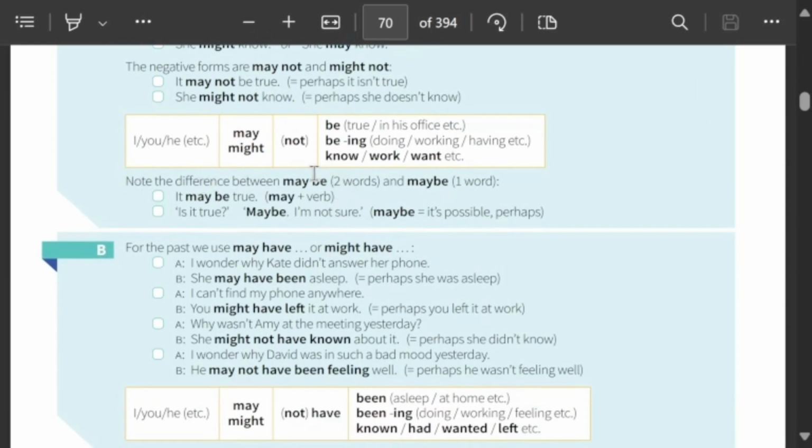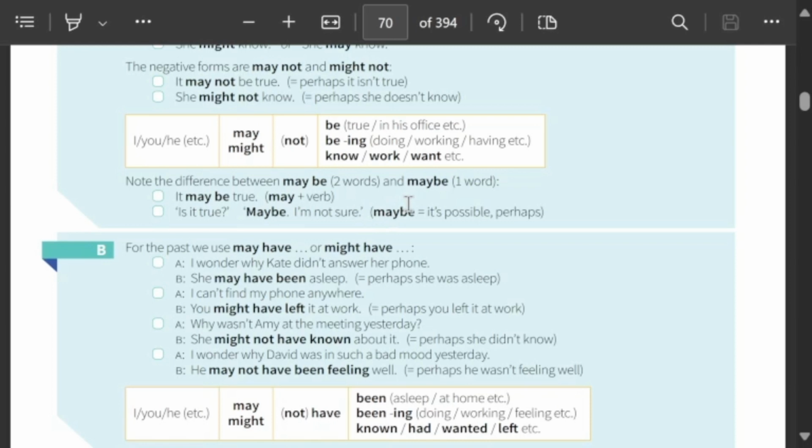Note the difference between may be and maybe. This is what I want you to understand here, see? It may be true. May is the verb, you see? May plus a verb. Be is a verb. And in this one, it's not, you see? Is it true? Maybe. Maybe it is true.